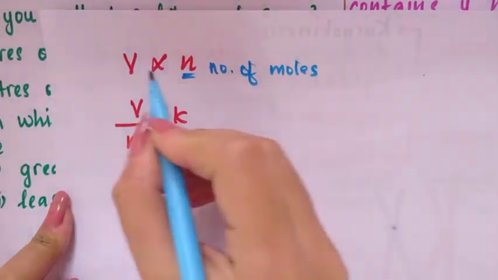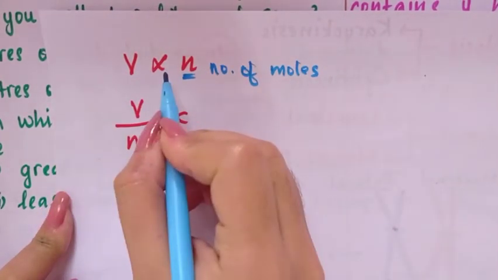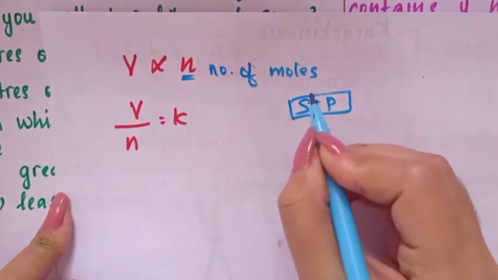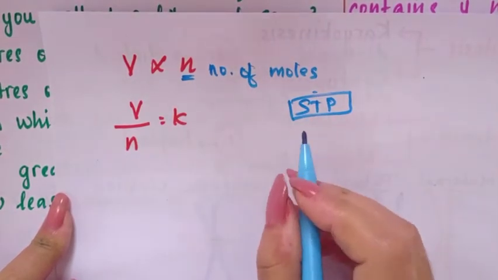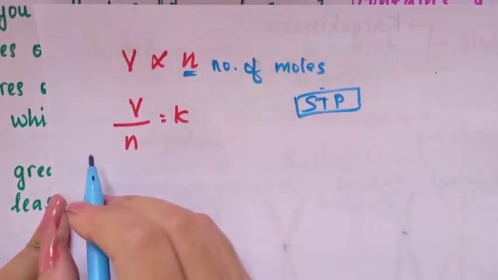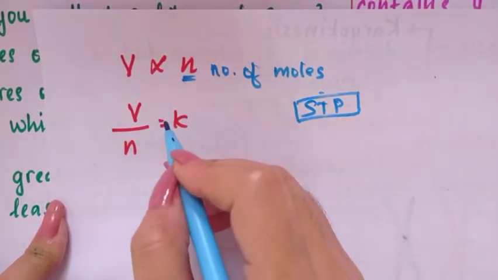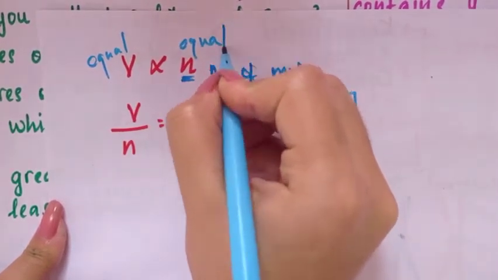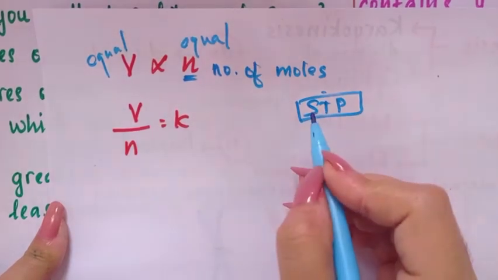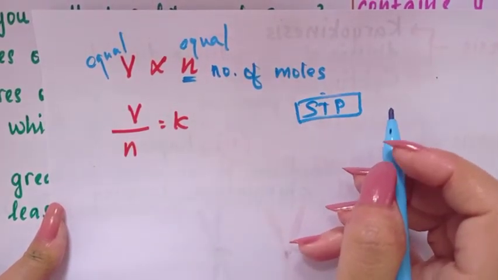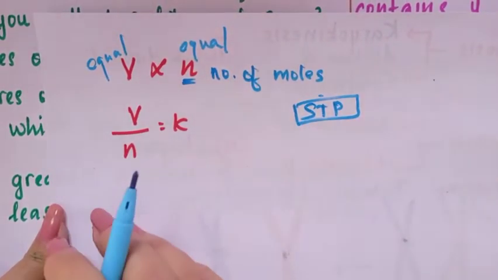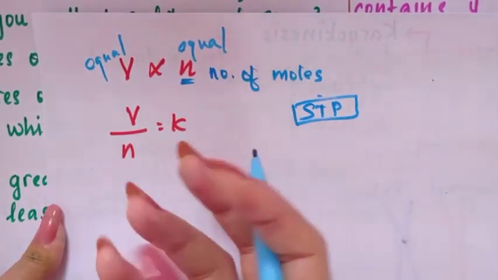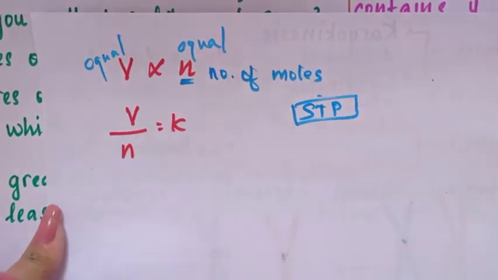Equal volumes of all gases at standard temperature and pressure contain the same number of molecules. This is the only condition of Avogadro's law. That is, equal volume contains equal number of molecules. What this means is more volume will contain more molecules and least volume will contain least molecules.